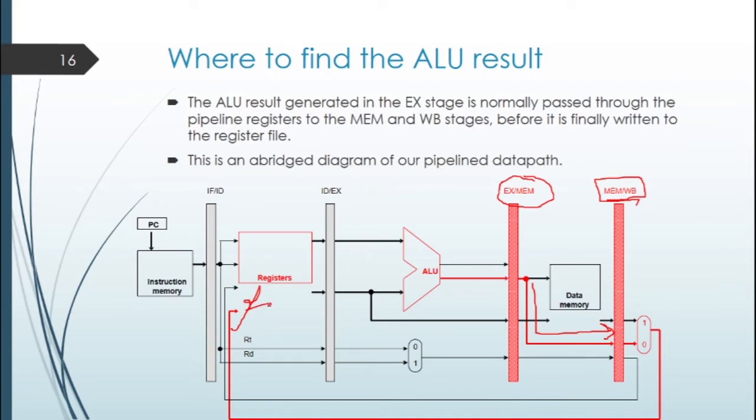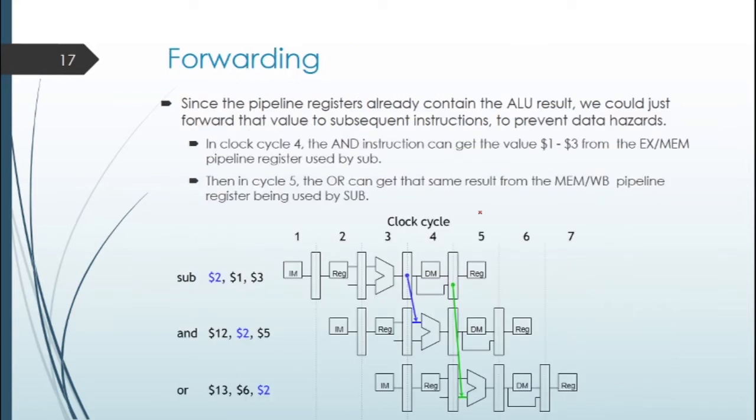So this is the final one. But before that, the data is generated in the third clock cycle. In the fourth clock cycle, it is already stored in EX/MEM. In the fifth clock cycle, it is in the MEM/WB register, and after that it is written in the actual register. So we know in every clock cycle where the data is. So how do we forward this data?